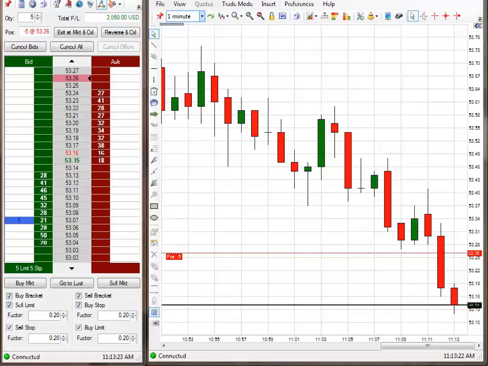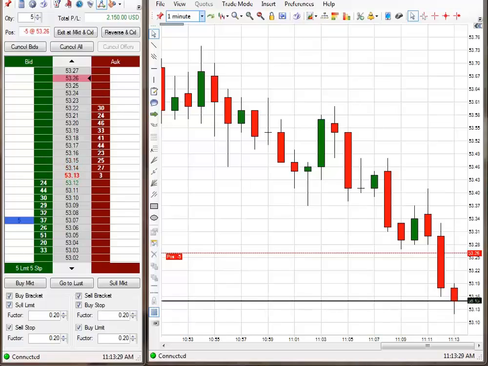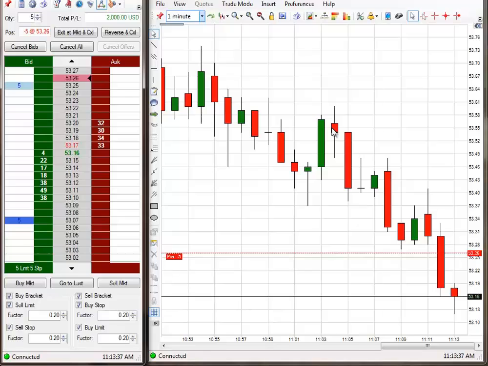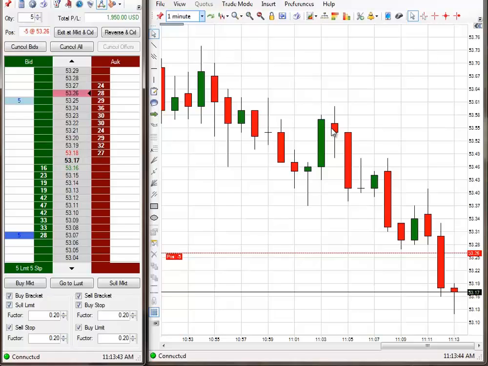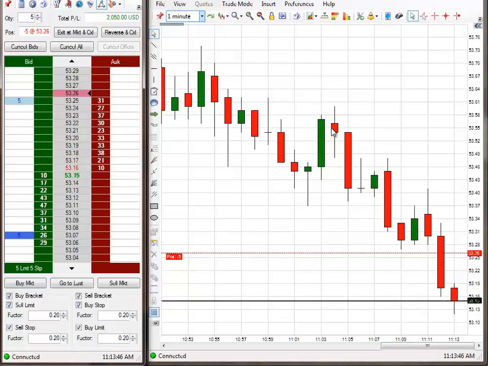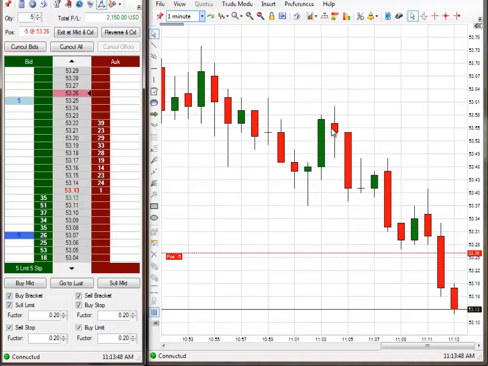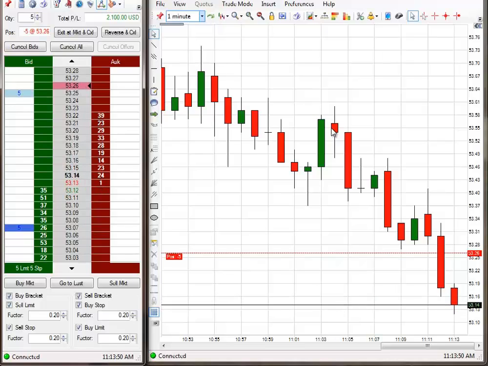Looking at the code, 53.25 on the break-even stop. Putting it in now. Okay, it's either going to make it to the exit here, or it's going to hit the break-even stop. One of the two.